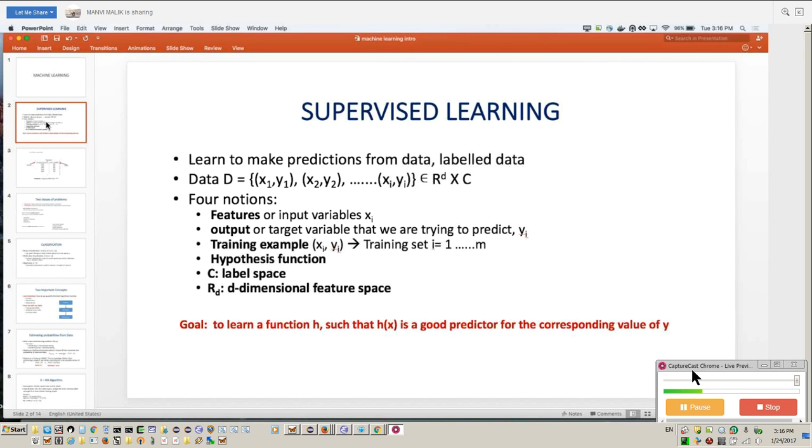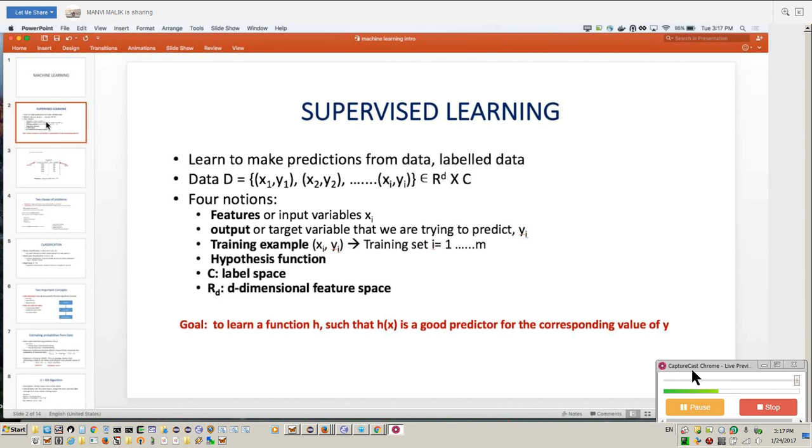As I said, supervised learning is all about making predictions from data. Let's say you have a training set that says 100 square feet is $100, 200 square feet is $200. That is your training data. Based on this training data, let's say someone asks your program what the price of a house with 100 square feet should be. Making that prediction is supervised learning. A single data point is called a training example, and the whole set of these points is your training set.